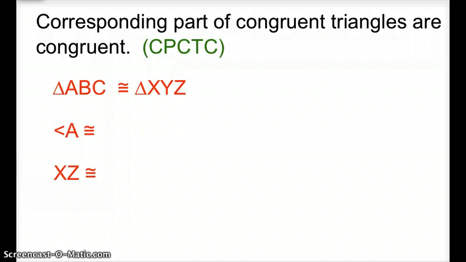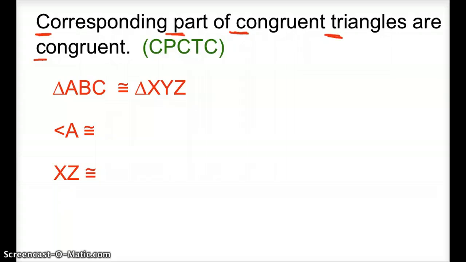Corresponding parts of congruent triangles are congruent. If I have triangles congruent, then the parts of the triangle are congruent. So we're going to have a postulate called CPCTC: corresponding parts of congruent triangles are congruent. So what I'm talking about here is if you have two triangles congruent, like I have triangle ABC congruent to XYZ, then I can talk about the parts of the triangle being congruent.